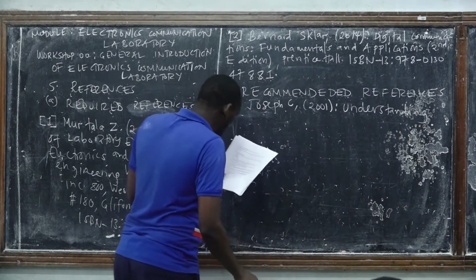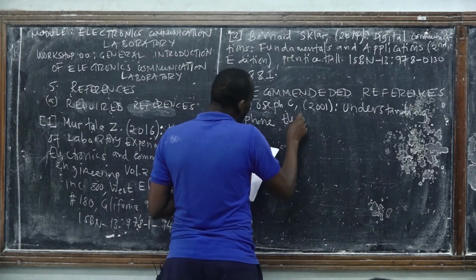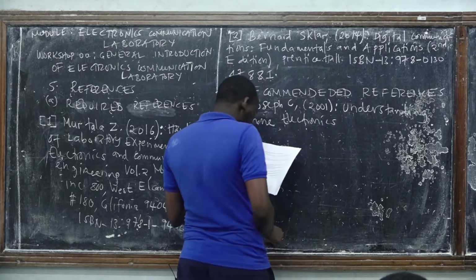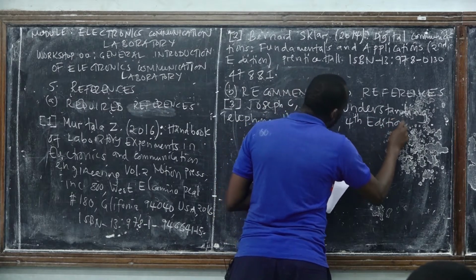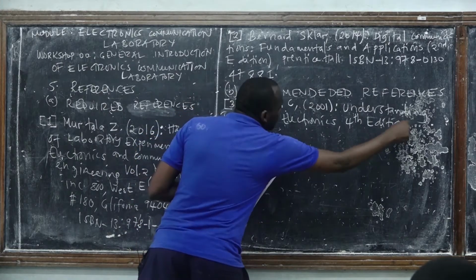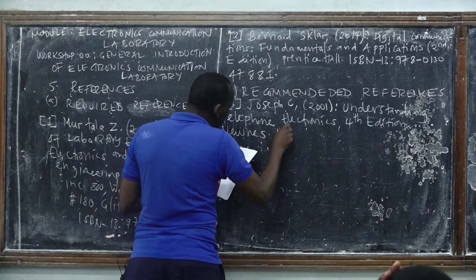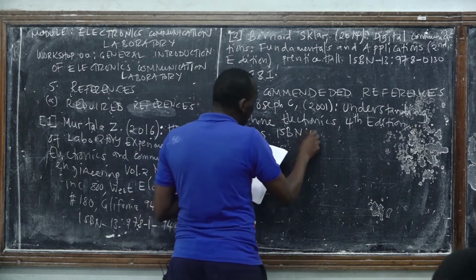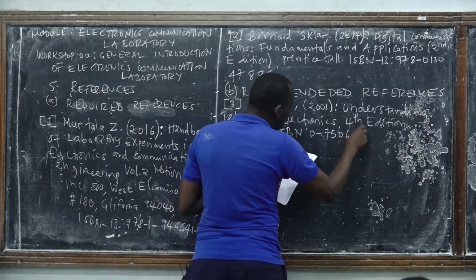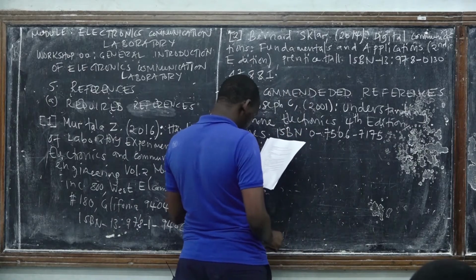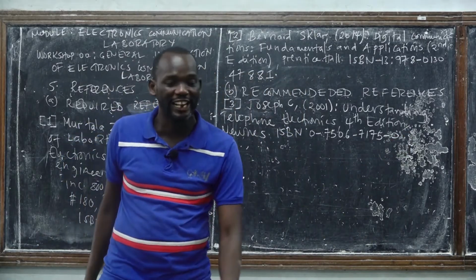So the book is called Understanding Telephone Electronics, and this is the fourth edition, Newnes. ISBN 0-7506-7175-0. So class, Understanding Telephone Electronics.